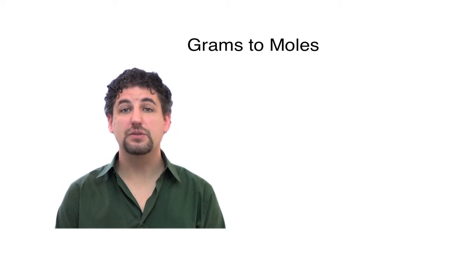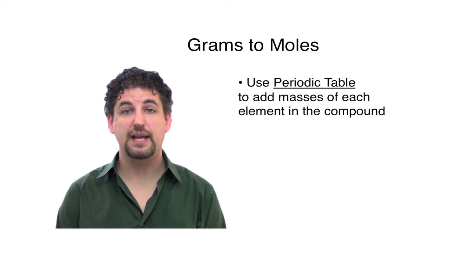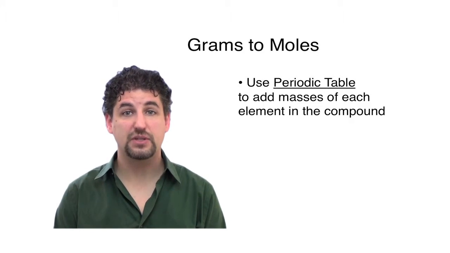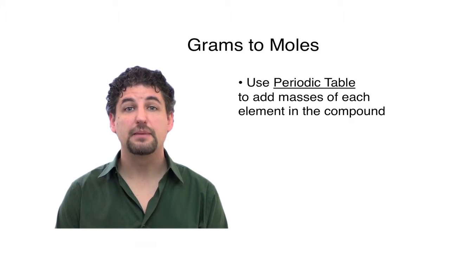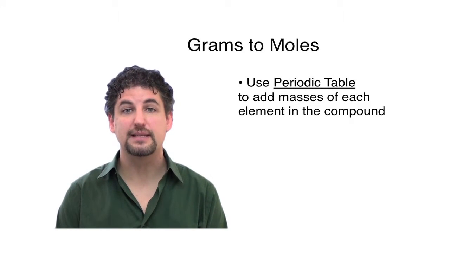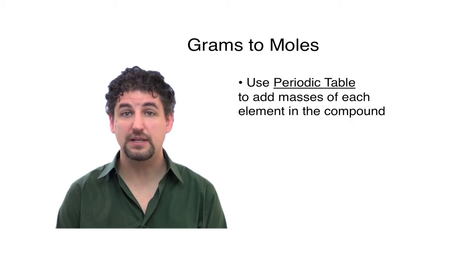All right, so because we involve grams, you need a periodic table. So if you don't have one handy, find one from the back of your textbook. It's usually on the inside cover, or you can easily download a periodic table from the web. Make sure you have one handy because you need to add the masses of the elements in the substance that you're dealing with.